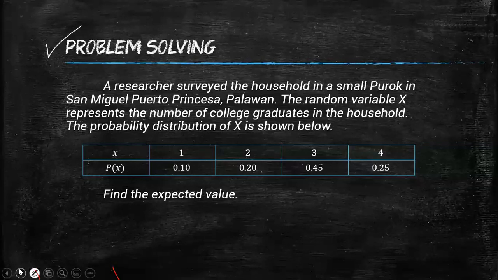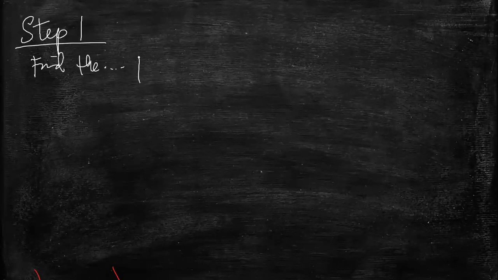Okay, sige. Let's proceed. So, tignan nyo yung given na 0.10, 0.20, 0.45, 0.25. Okay, so we will use Polya's four-step rule of problem solving. So, what is step 1? Ano yung hinahanap? Isulat mo na lang dito, class, yung shortcut. Pero, find the blah, blah, blah. Ano yung hinahanap? The expected value, which is the mu. Right? Tama ba? Opo, yes, sir. Yes po. Okay.